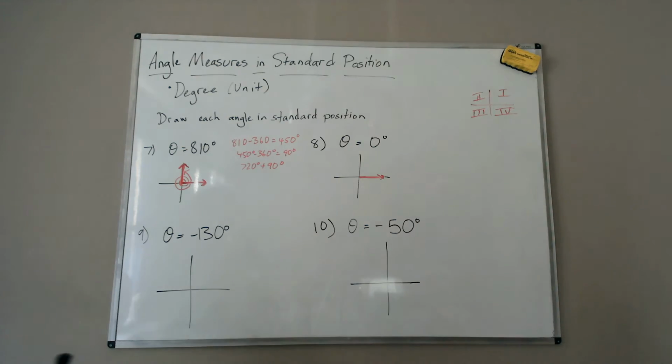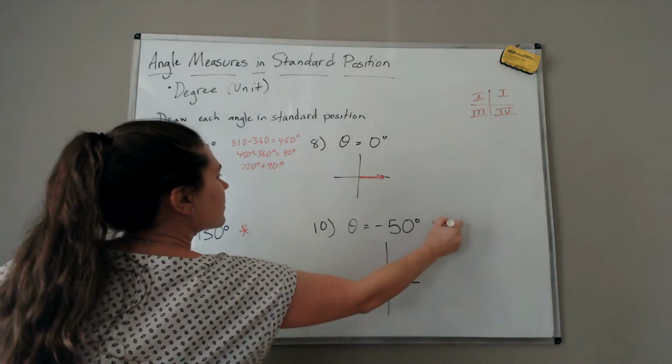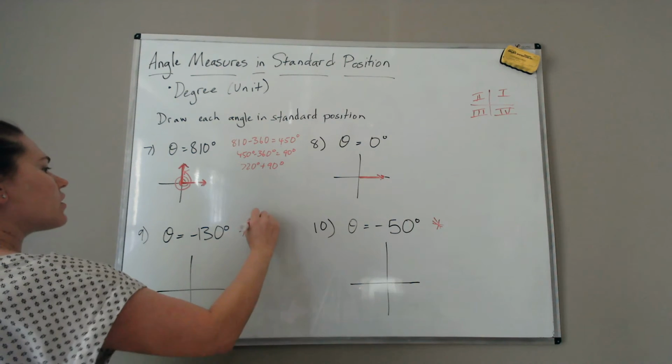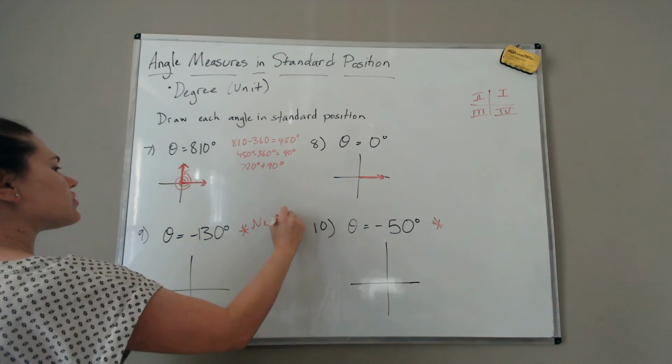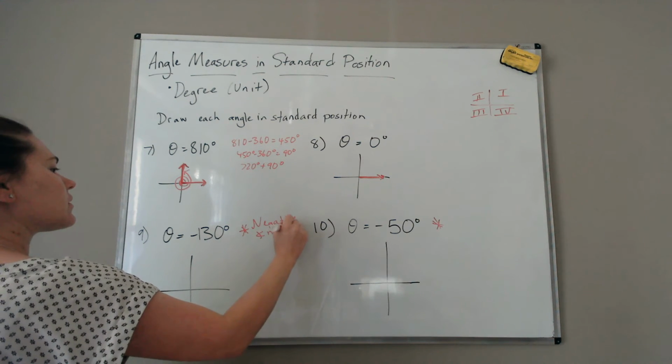Okay. Now number 9 and number 10 are a little different. Notice something different about number 9 and number 10. These are negative measures. These are negative angle measures.